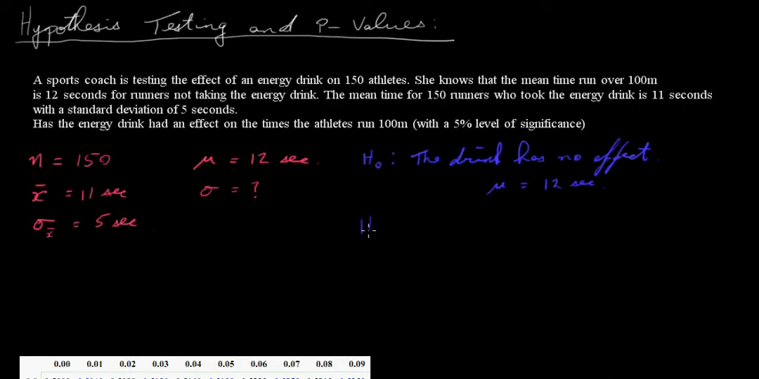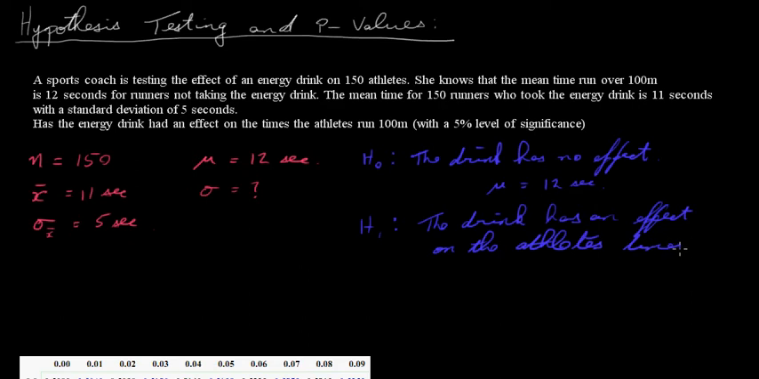Our alternative hypothesis then is H1, and we'll say then that the drink has an effect on the athletes' times. In other words, that the mean is not going to be 12 seconds. So this is our null hypothesis and our alternative hypothesis.